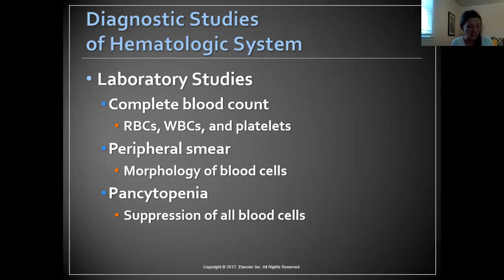Although the status of each cell type is important, the entire system may be disrupted by diseases as well as treatment of diseases. When the entire CBC is suppressed, it is a condition termed pancytopenia, which is a marked decrease in numbers of all of the blood cell types. So white blood cells, red blood cells, and platelets.